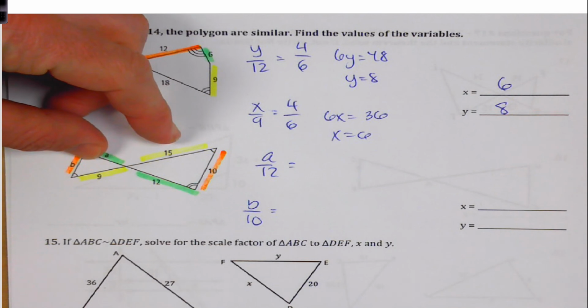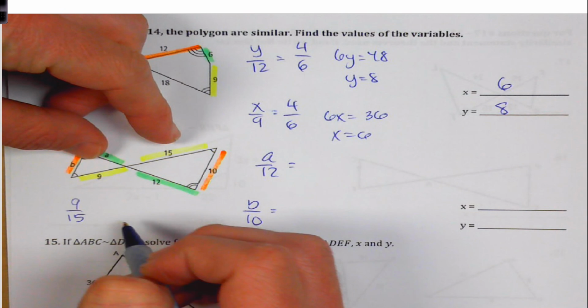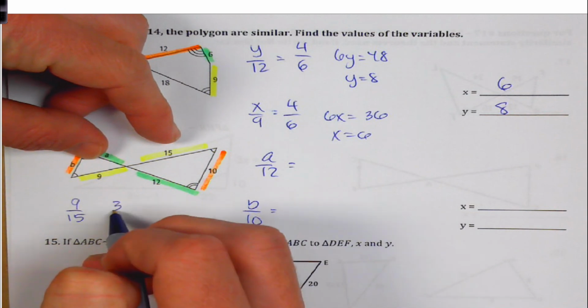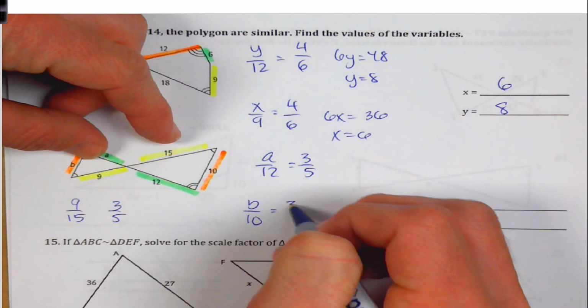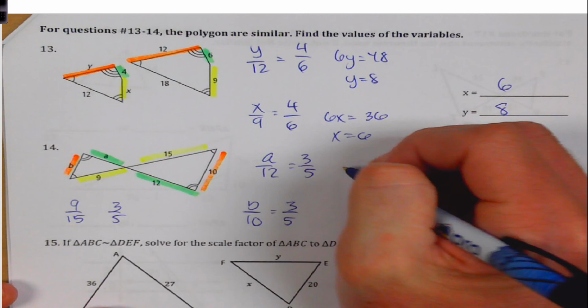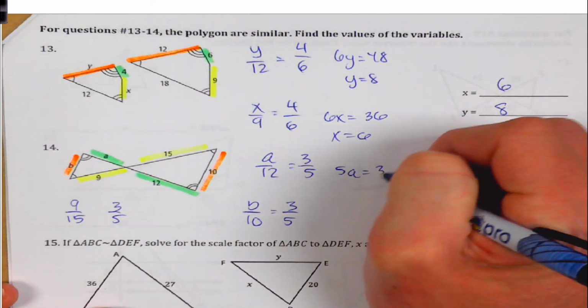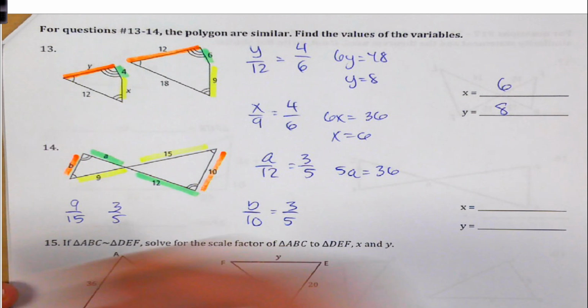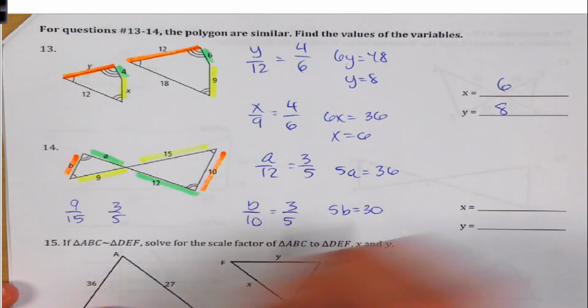I can actually make my life a little bit easier. Instead of doing 9 over 15, I can simplify that because I know 3 goes into both, so I could simplify that to 3 over 5. It's just going to make my numbers a little bit easier. And so we can cross multiply. So we got 5a equals 36. And we're going to get 5b equals 30.